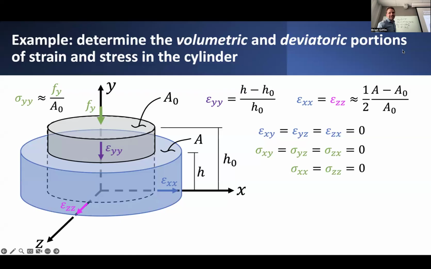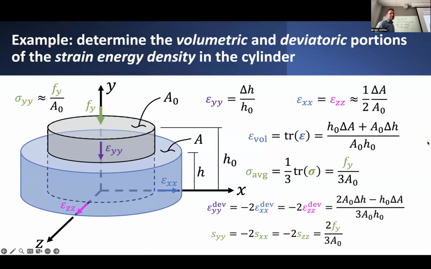So we could do that as in this particular example, and what we would get is something that looks kind of like this. So the volumetric strain is really just, again, the trace of the strain tensor. Just sum up all these values and we get something that looks like this. We can rearrange terms and simplify it, and it looks a little bit like that, involving these different measured quantities associated with the deformed and undeformed configurations of the cylinder.